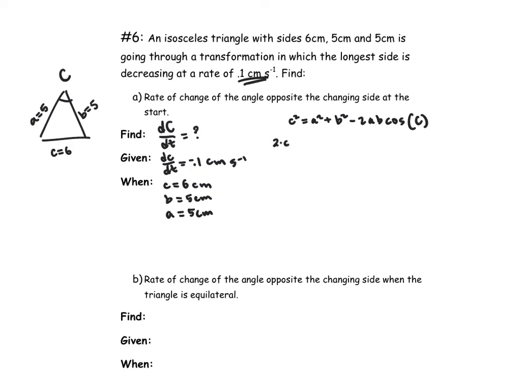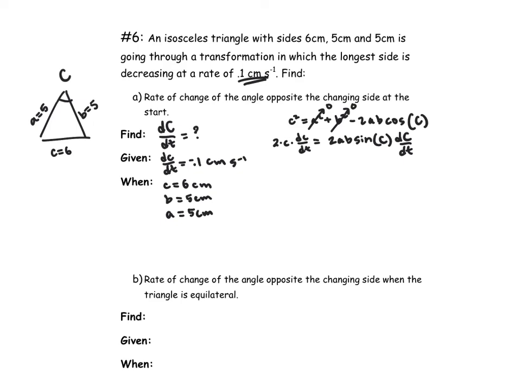That'll give me 2 times C times dC/dt. The A squared and the B squared will drop off. Those will go to 0. However, A and B will stay on the third term due to the fact that it's a coefficient of cosine. So the derivative of cosine is negative sine. So that'll make this a positive 2AB sine of angle C times dC/dt. Okay, and that's what I'm looking for, dC/dt.